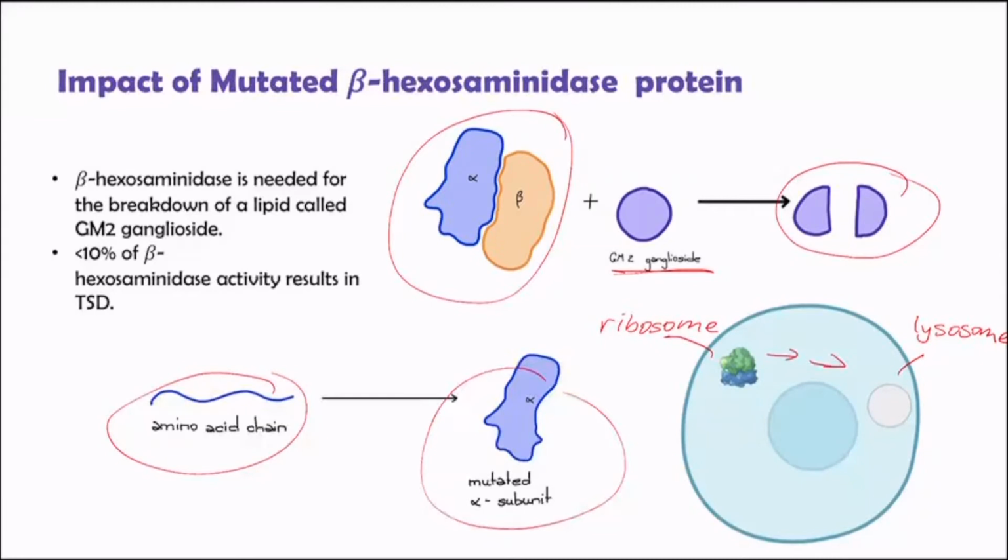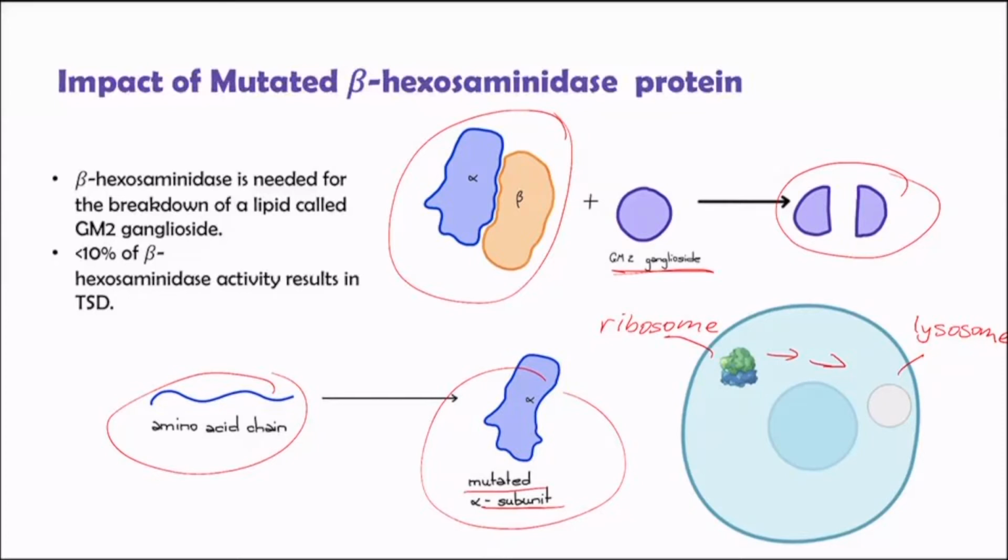Instead, it will form a mutated alpha subunit, and this mutated alpha subunit might not be able to enter the lysosome, or lower concentrations of the alpha subunit might be able to enter the lysosome. And this is how you get decreased activity of beta hexosaminidase.